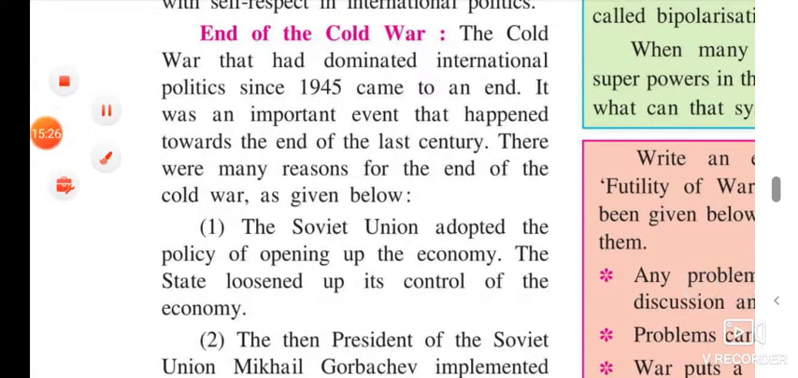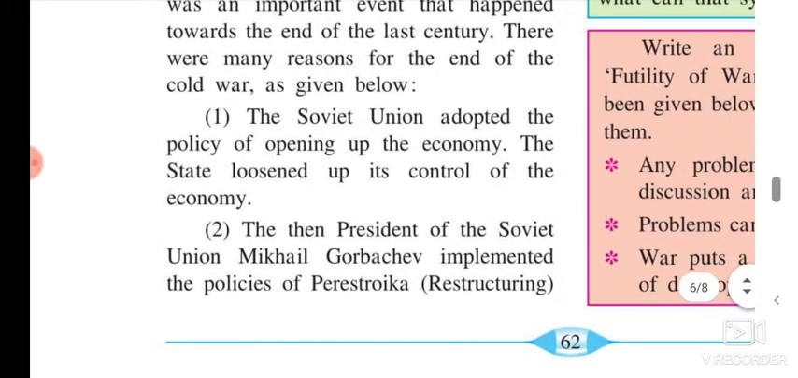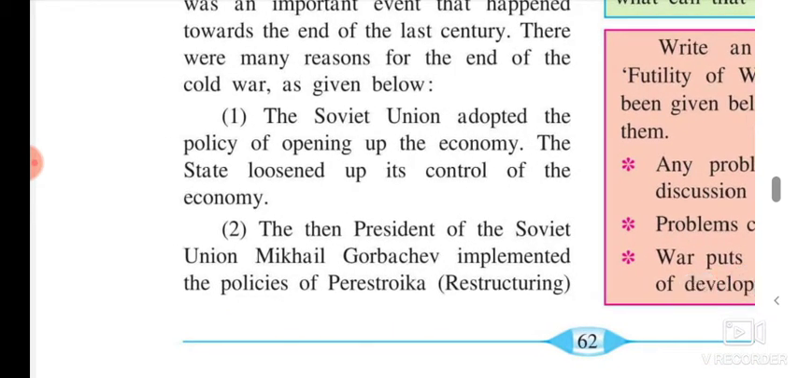End of the Cold War. The Cold War that had dominated international politics since 1945 came to an end. It was an important event that happened towards the end of the last century. There were many reasons for the end of the Cold War, as given below. First one, the Soviet Union adopted the policy of opening up the economy. The state loosened up its control on the economy.